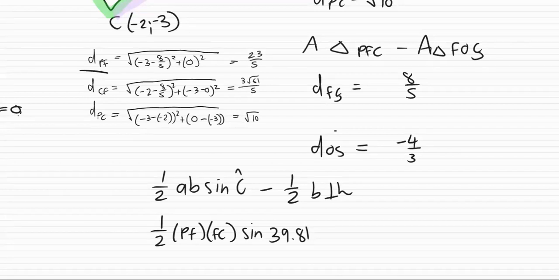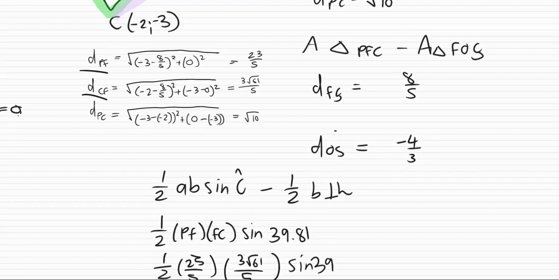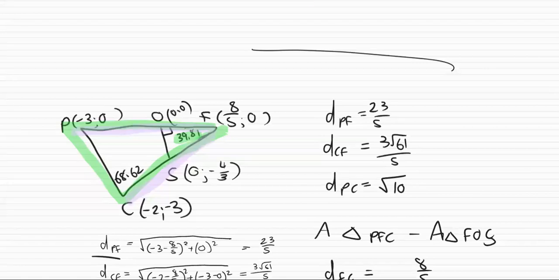We have PF here, PF is 23/5. So a half times 23 over 5. And we have FC, which is CF written backwards, 3 square root 61 over 5, and sine of 39.81. That's going to give us the area of our big triangle. And then we have a 90 degree triangle. Remember that we wanted to subtract it to get the shape that we were aiming for.